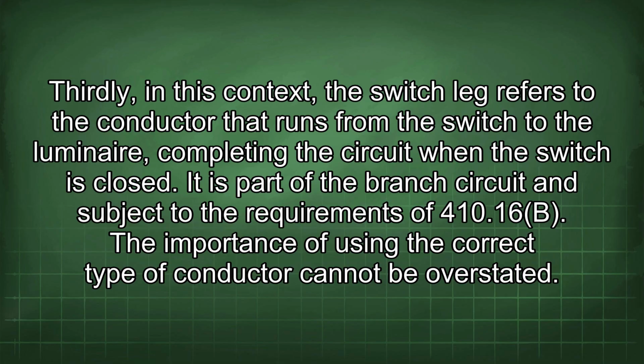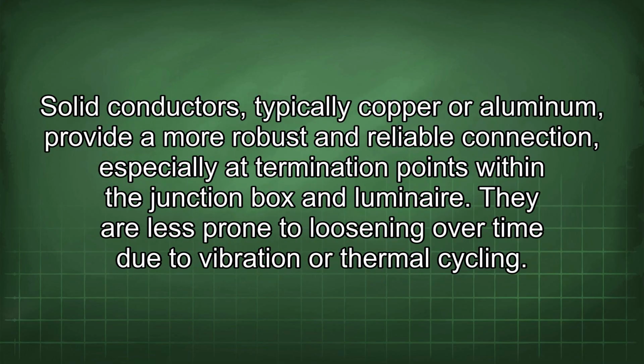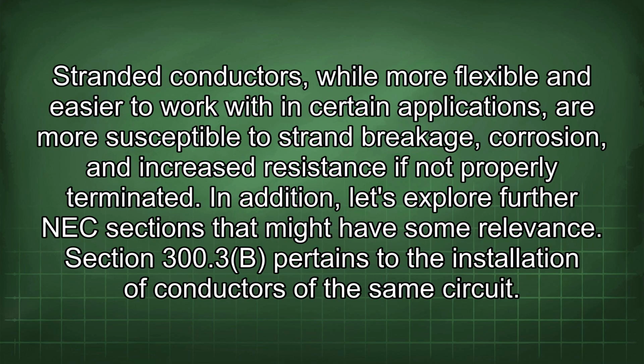The importance of using the correct type of conductor cannot be overstated. Solid conductors, typically copper or aluminum, provide a more robust and reliable connection, especially at termination points within the junction box and luminaire. They are less prone to loosening over time due to vibration or thermal cycling. Stranded conductors, while more flexible and easier to work with in certain applications, are more susceptible to strand breakage, corrosion, and increased resistance if not properly terminated.